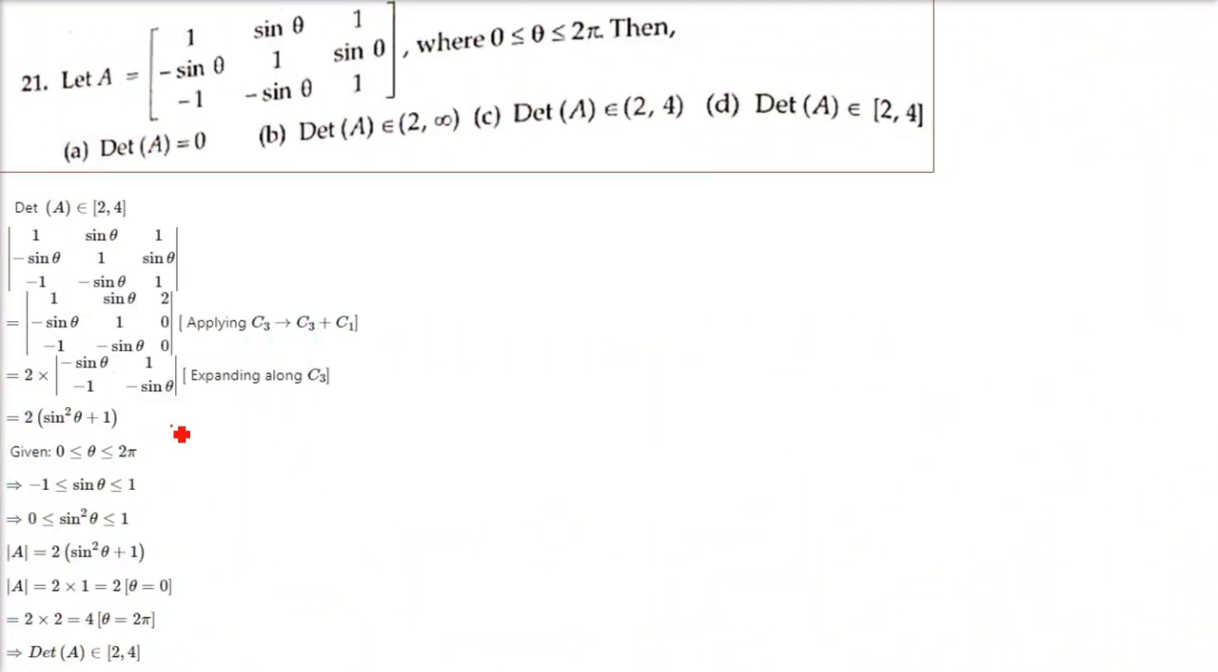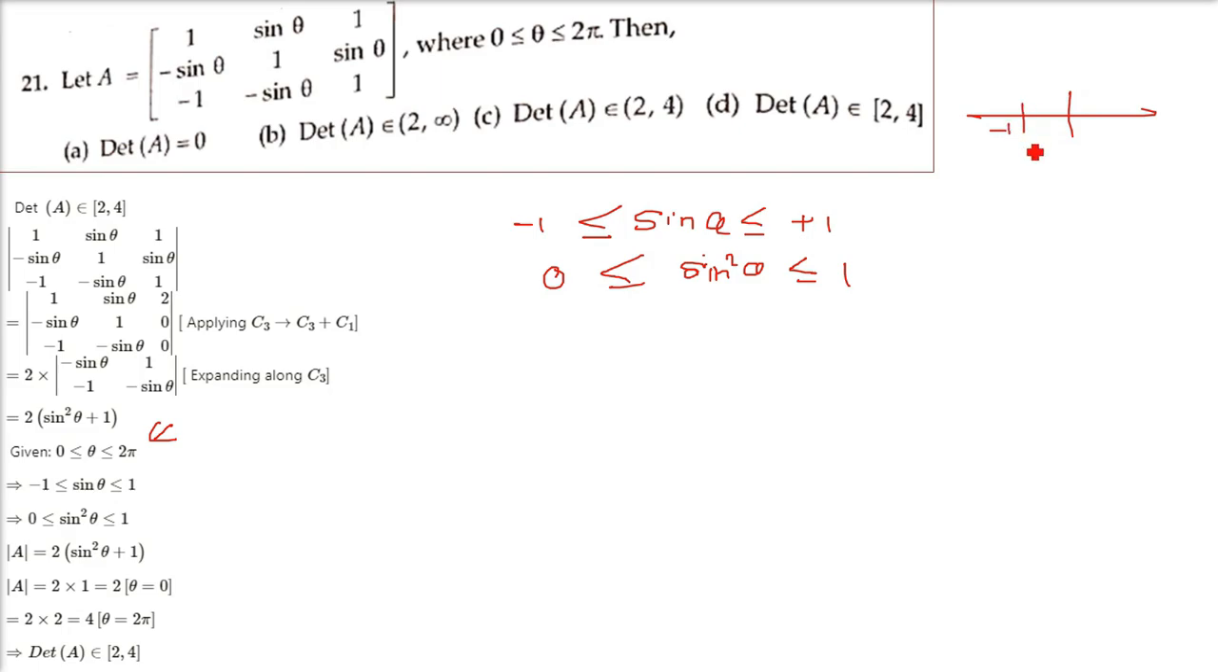Now let us come to the actual trigonometric aspect, because theta is between 0 and 2 pi. Sin theta is always between minus 1 and plus 1. Because we need twice of sin square theta plus 1, we'll square it. When you square it, it will be from 0 to 1, because a square will never be a negative value. So minus 1 to 0 will not come. It will start from 0 and go up to 1. So sin square theta is between 0 and 1.